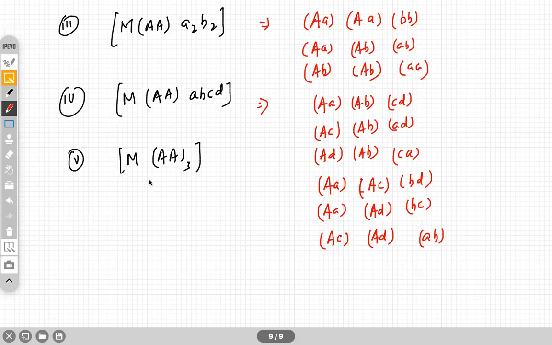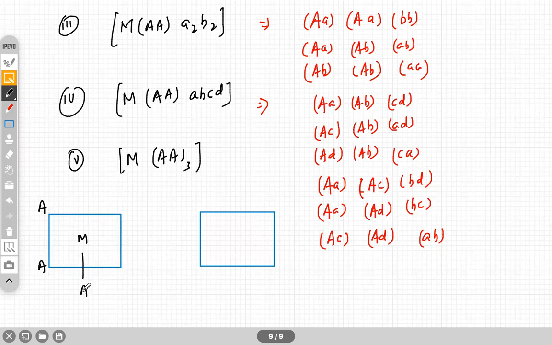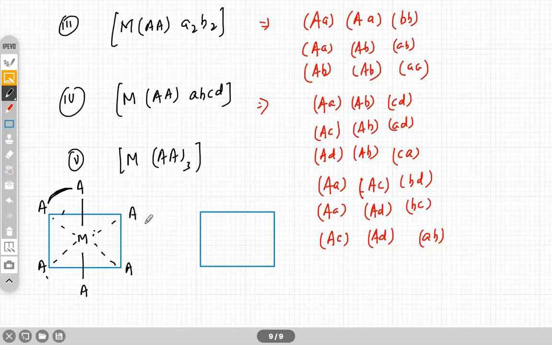AA3 type, I'll draw the structure for this one. Then only you will understand how the structure is possible for this one. You see, we have a square pyramidal. Metal is here. Then A. Right, all are bidentate ligands, must be present at 90 degree. So we can say these two are connected, these two are connected and these two are connected. One possibility is this, okay?